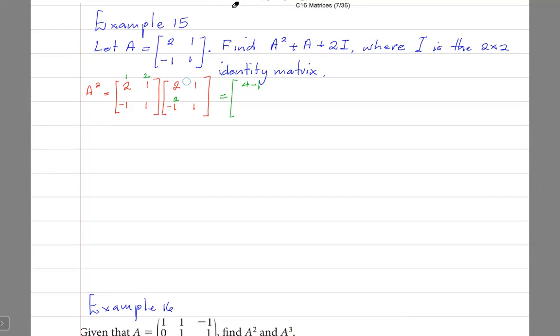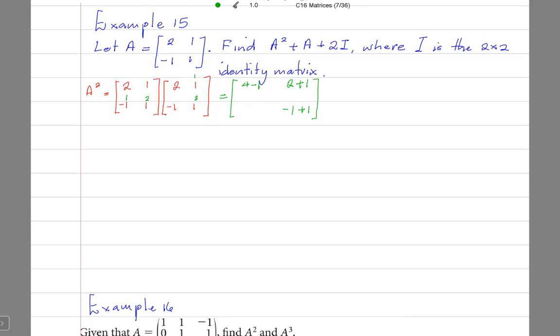Now I'm going to multiply the same top row, but now by the right column. 2 times 1 is 2, and 1 times 1 is 1. So next, I'm going to multiply the bottom row by the right column, and that will give me the bottom right element. So it's 1 times minus 1, minus 1. 1 times 1 is 1.